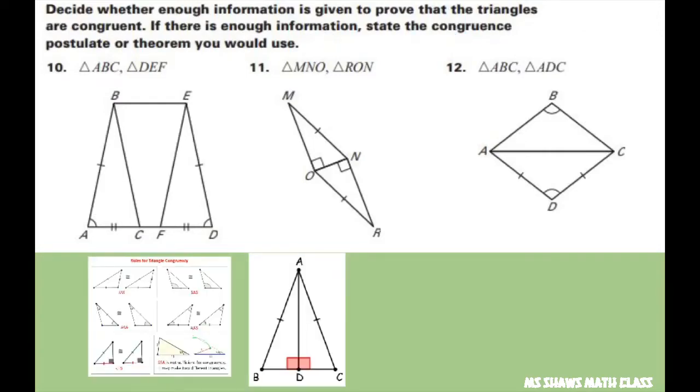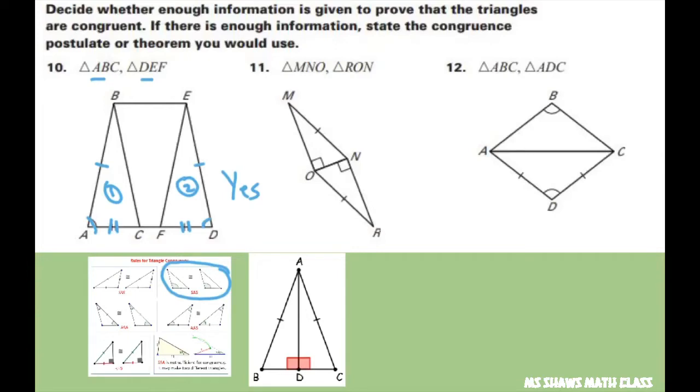If we look at these two triangles here, we want ABC, so this triangle, and DEF, which is this one. Now, what we have is side, angle, side. And this is again side, I'm doing AB and DE, angle, side. So yes, there's enough information, and it's by the side, angle, side congruence theorem.